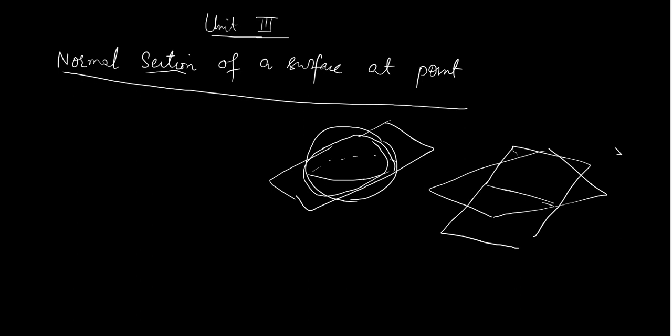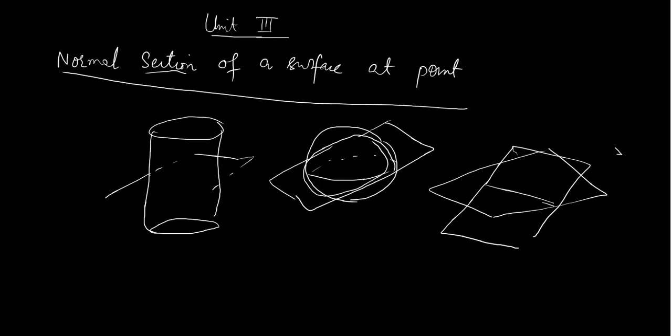Similarly, if you had a cylinder and you intersected it with a plane perpendicular to the generator, then you would get a circle. This circle is the curve of intersection of this plane and the cylinder. So this is a section of the cylinder, this curve is a section of the cylinder.